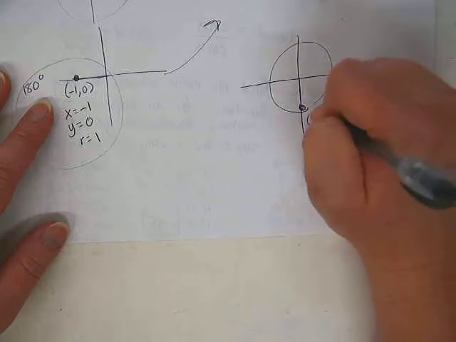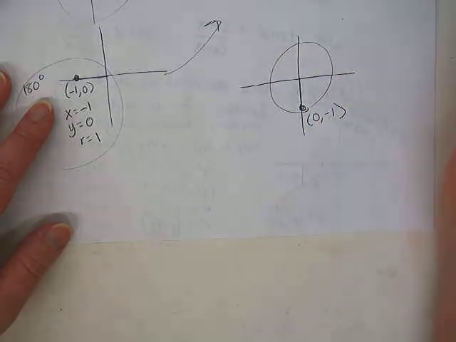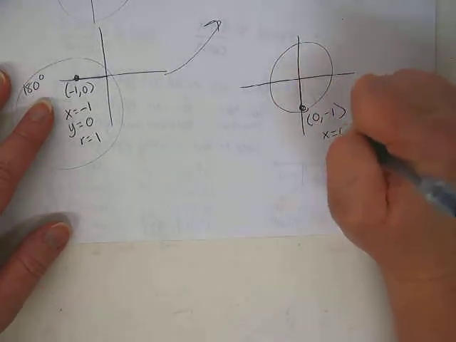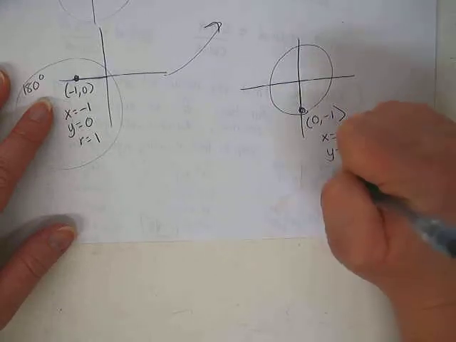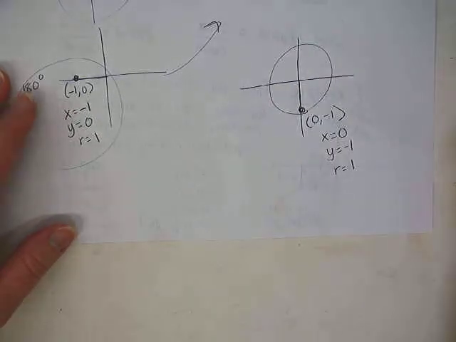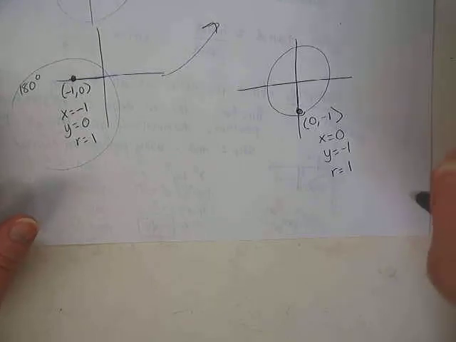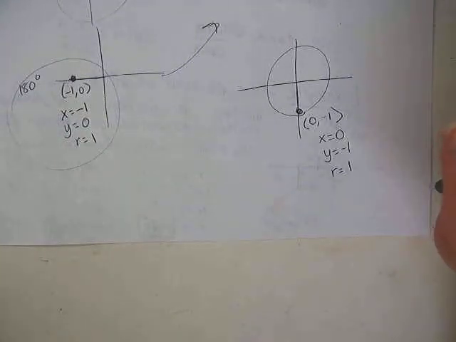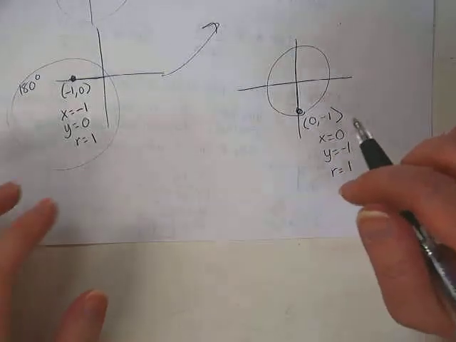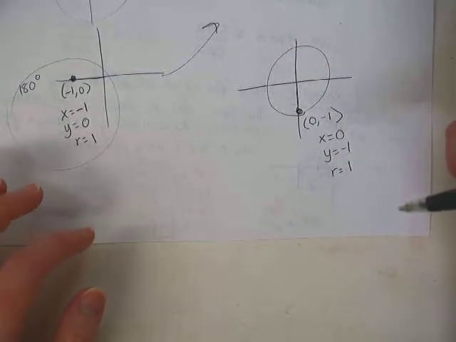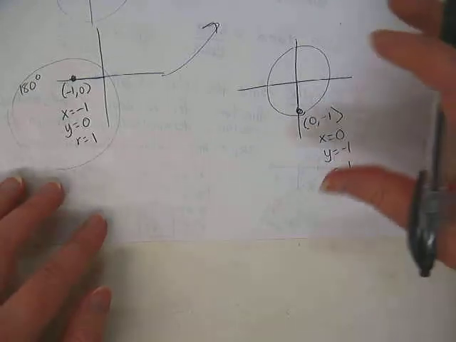And then the last one would be 270. So imagine that on the unit circle down here at 0, negative 1, which means your x value is 0, your y value is negative 1, and your r value is 1. And you find those angles exactly that same way.